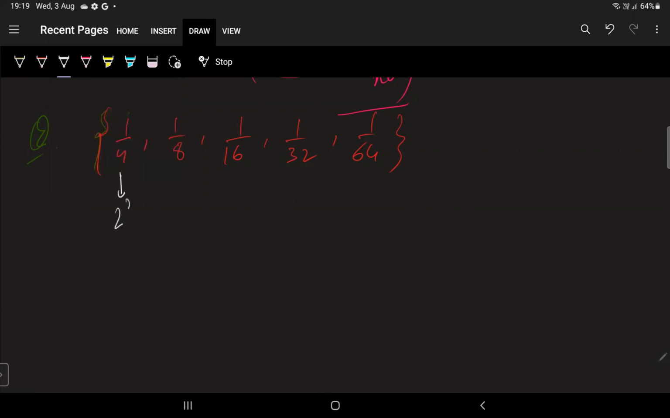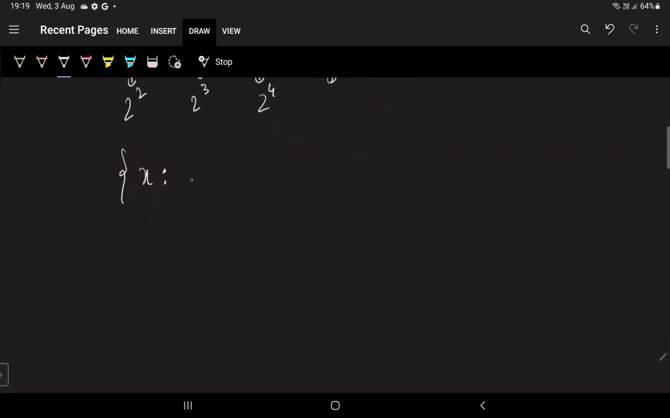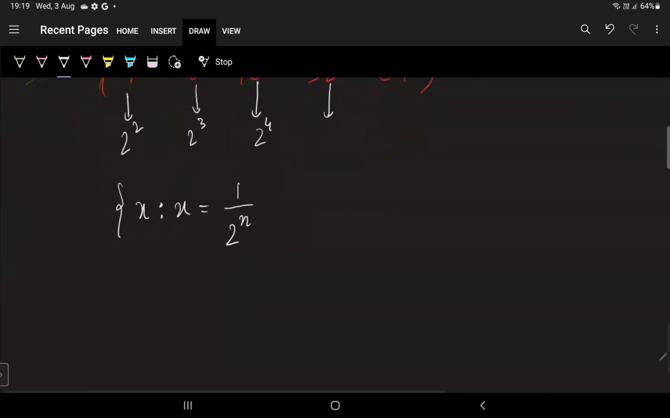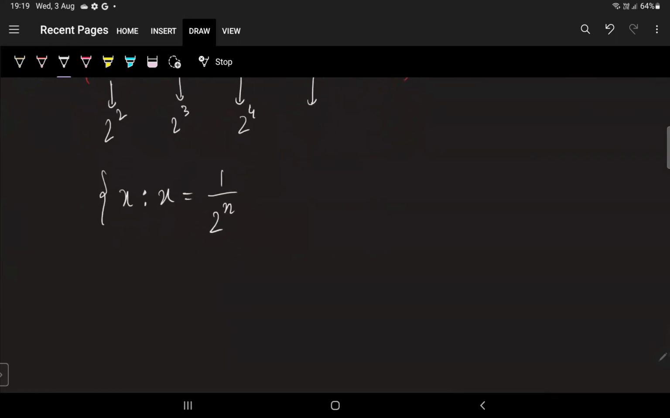Yeah. In set builder form, is it right? Yeah, set builder form. Okay, sir. Then x, such that x is equal to 1 by 2 to the power of n. And anything else? Yes, sir. And n belongs to natural numbers.